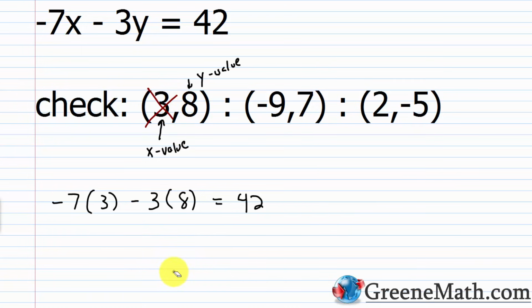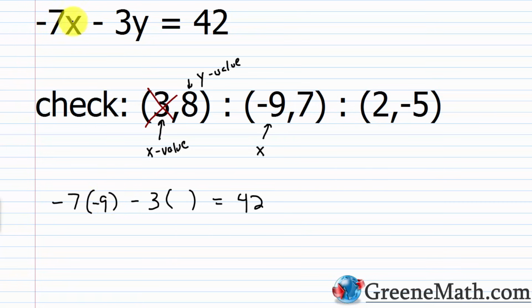To make this a little quicker, I'm just going to erase this part, which is where we plugged in. The rest of the equation is always going to be the same. You'll have your negative 7 times your spot for x, then minus 3 times your spot for y, then equals 42. So I'm just going to erase those parts. Now I'm going to be plugging in a negative 9 for x. This is my x value. So negative 9 goes here.